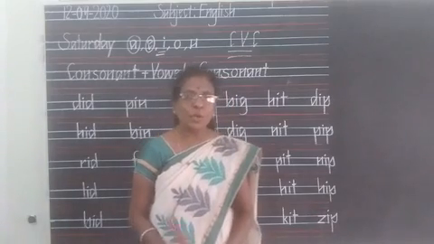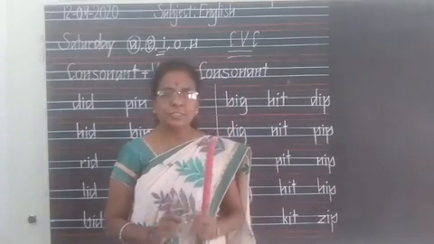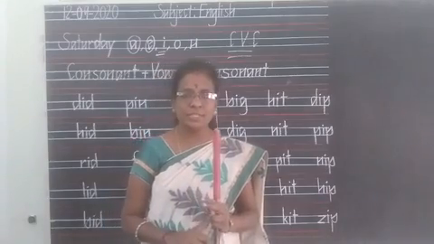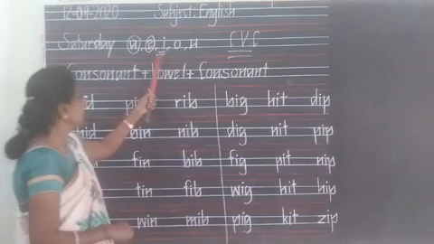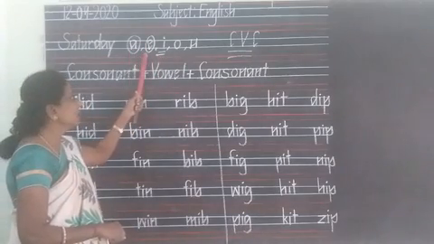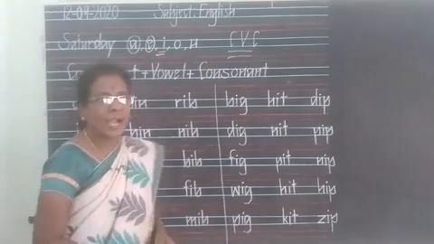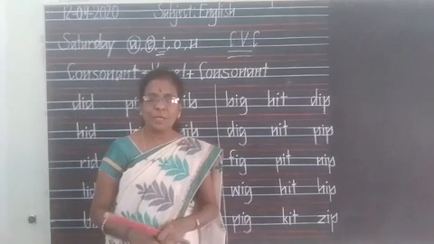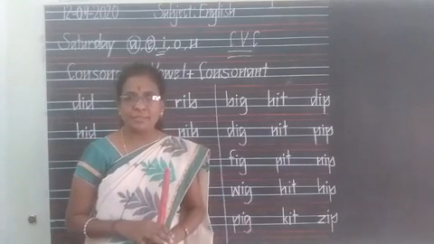Okay, children. Now you have learned A letter words, E letter words, and I letter words with the help of CVC pattern.